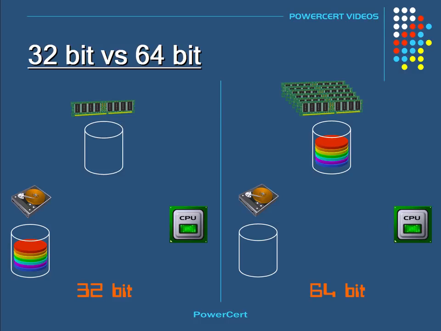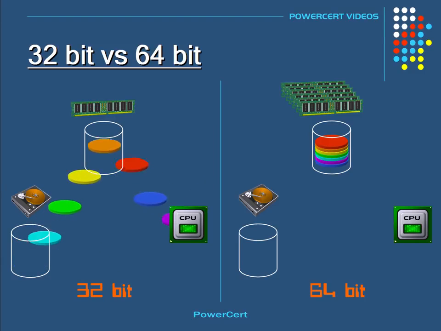So in a computer, in order for data or a program to run, it needs to be loaded into RAM first. So the data is stored on the slower hard drive, and from the hard drive it's loaded into the faster RAM. And once it's loaded into RAM, the CPU can now access the data or run the program.